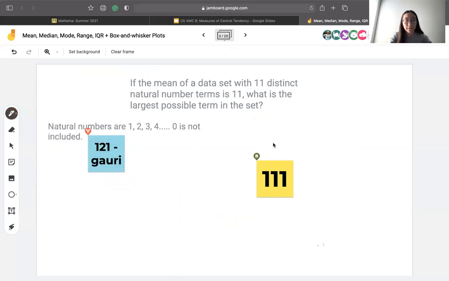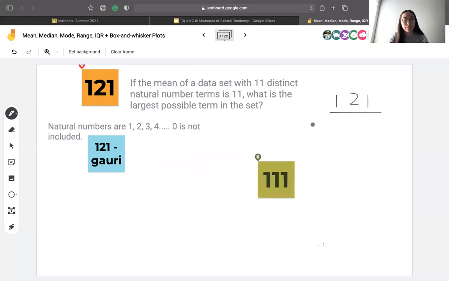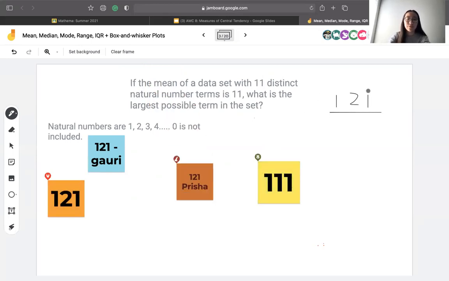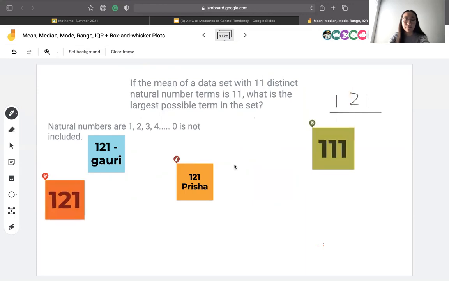So I'll give a few hints. So 121, there are 11 terms in this data set, and then the mean is also 11. So that tells you that the sum of all of the terms is 121. The largest possible term cannot be 121, because then that leaves no space for the other terms. Okay, so this is the sum of all the terms in the data set.